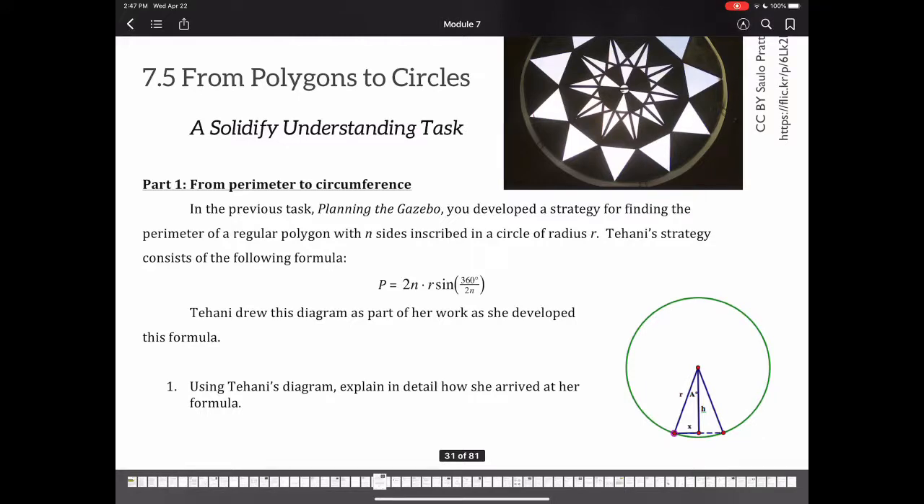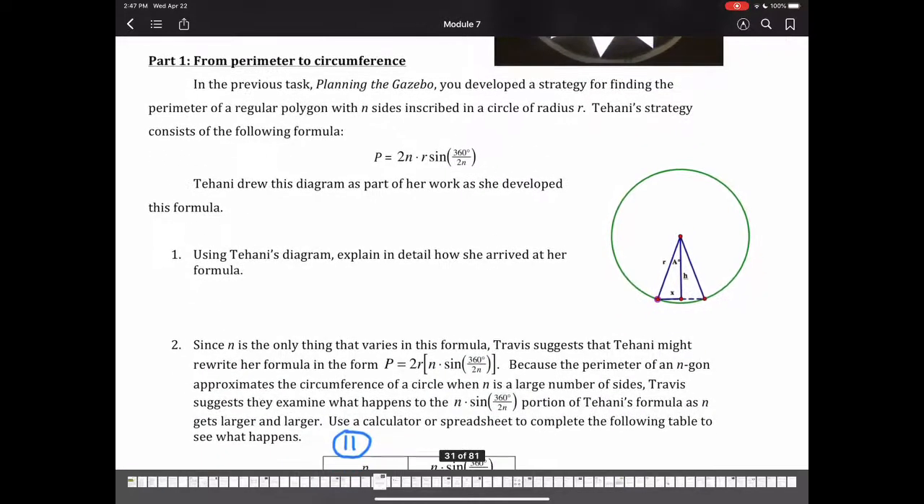Okay, so in the previous task, planning the gazebo, you developed a strategy for finding the perimeter of a regular polygon with n number of sides inscribed in a circle with radius r. Tehani's strategy consists of the following formula. Tehani drew this diagram as part of her work as she developed this formula. So, using Tehani's diagram, explain in detail how she arrived at her formula.